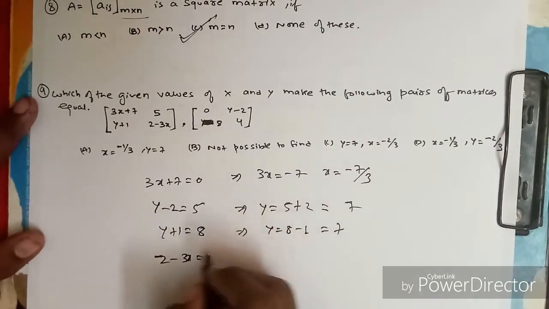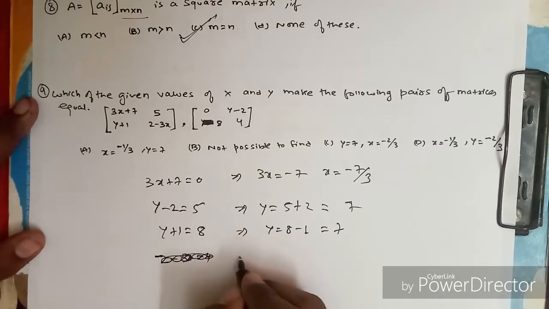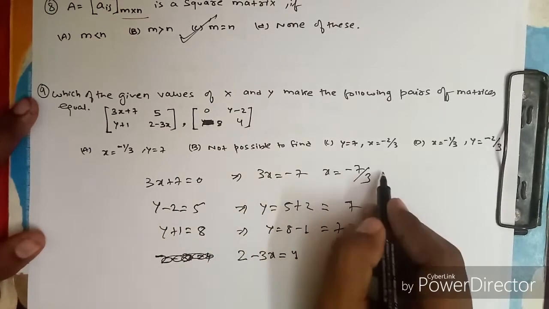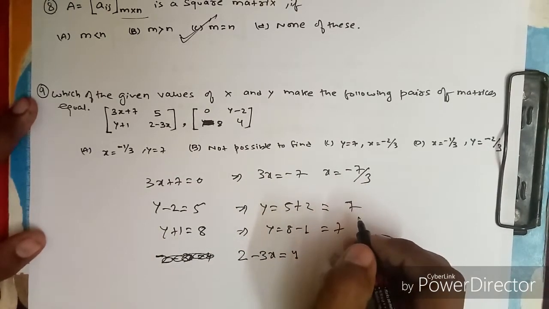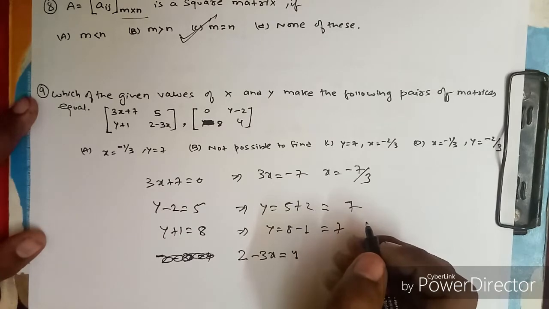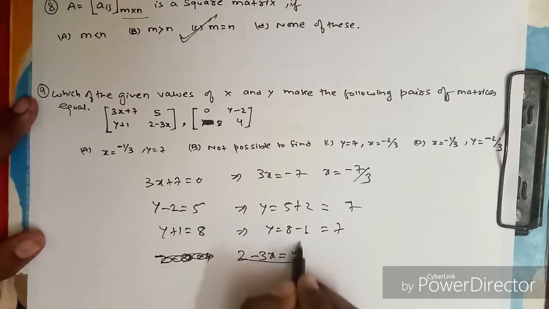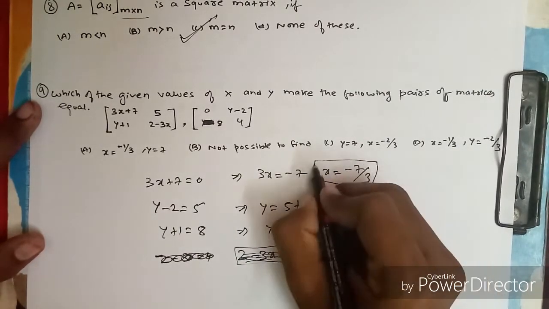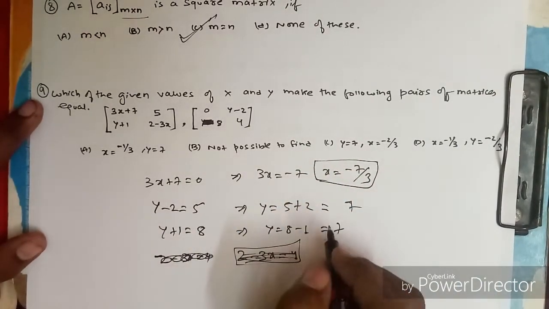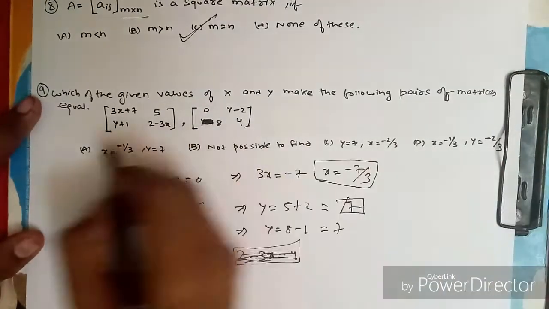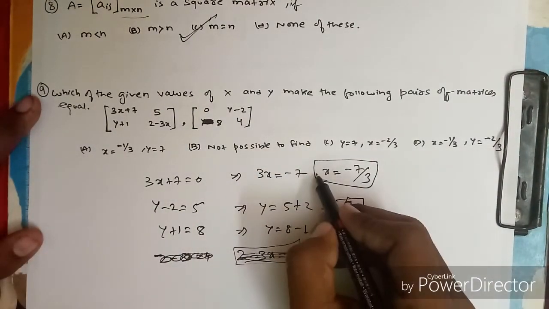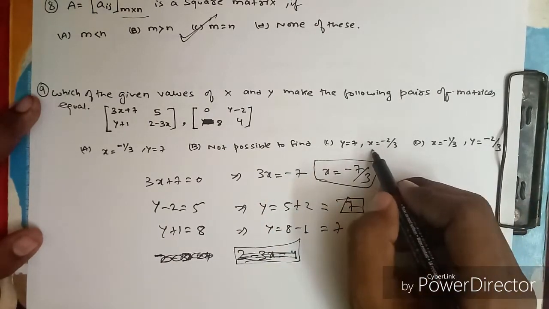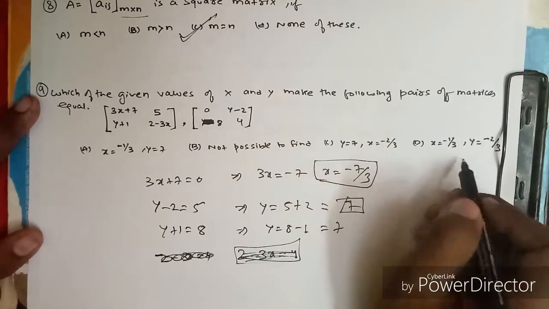Okay, so I will write this once more. 2 minus 3x equals 4, so the value of x is minus 7 by 3. Okay, we have found the value, so no need of finding this. So the value of x comes out to be minus 7 by 3, and the value of y comes out to be 7. So which option satisfies this? The value of x is minus 7 by 3.